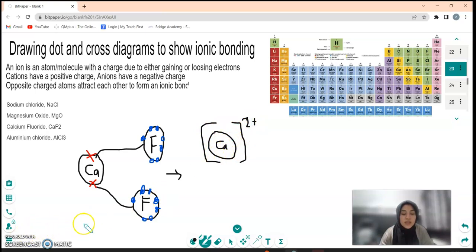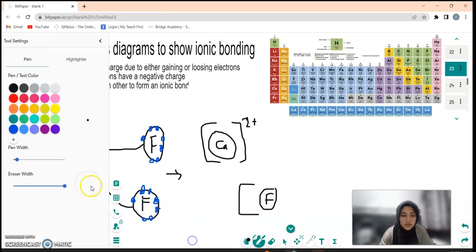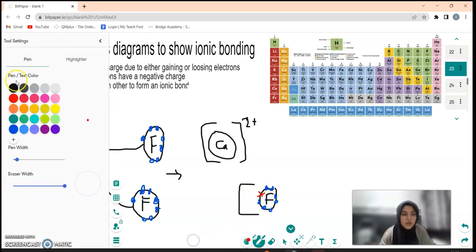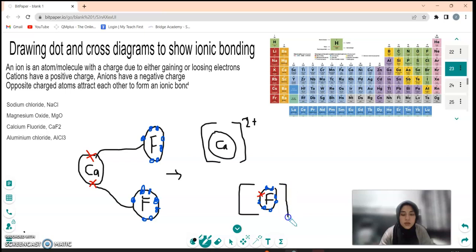The next thing we can do is then we can add in our fluorine atoms. So we're going to do fluorine. Fluorine would have gained, so it would have had its original electrons here, so 7 of its original electrons. And because it's gained 1 electron from our calcium, we draw that as an X. And then we finish off the structure and we place a minus charge because fluorine has only gained 1 electron. You draw this the same for the second fluorine atom.